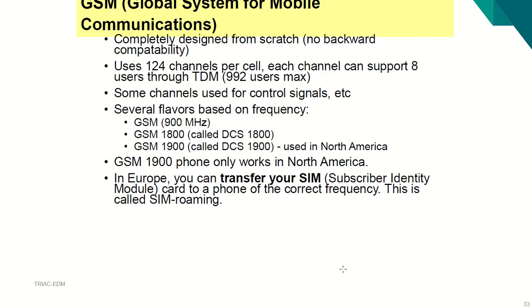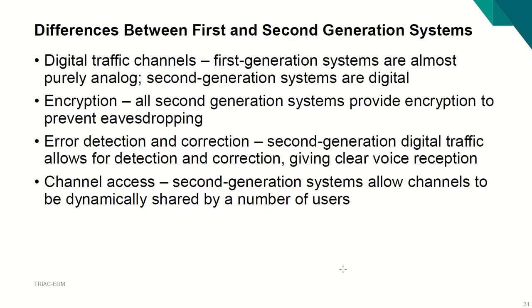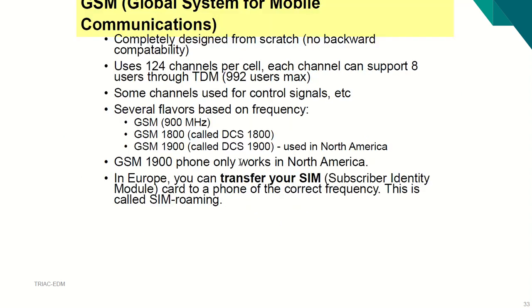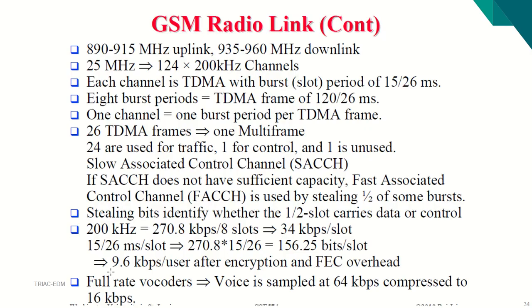So, let's go back a little bit. You may notice that we have error detection, error correction code. So what that means is we have 9.6 kbps after encryption and forward error correction code. And then for the full rate voice coder, that vocoder means voice coder.